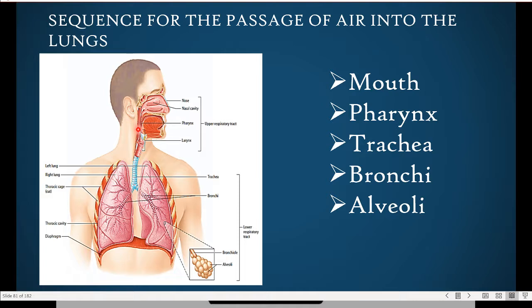And then we go from the pharynx to the trachea, windpipe, and then from there down into the bronchioles, and then the bronchioles extend down to the alveoli at the very bottom. That's what this represents right here.